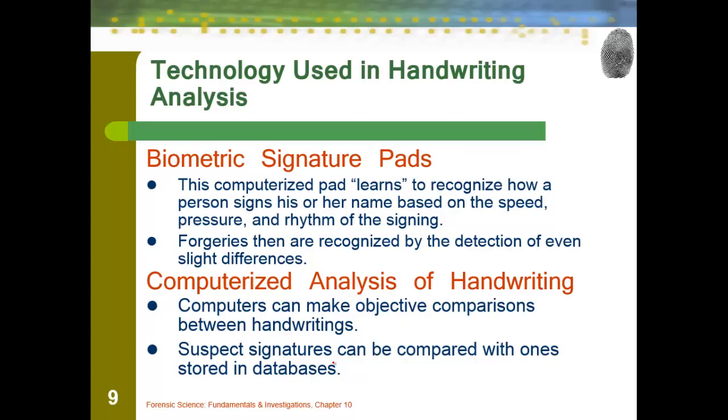From there, a couple of future ideas: technology, biometric pads. Computerized pads are going to learn to recognize how a person signs his or her name depending on the speed, the pressure, and rhythm. So it's even different than the signature pads we see now. Forgeries are recognized, even the detection of slight differences. Computerized analysis is something they're looking into, comparing between handwritings, so it takes out the human's subjectivity when it comes to comparing them.